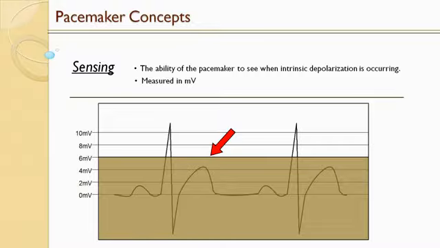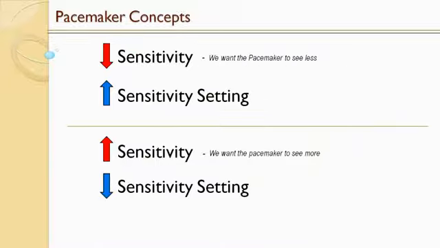Think of the sensitivity setting as a threshold. A signal has to cross that threshold in order for it to be sensed. So to review one last time, if we want to decrease the sensitivity, or we want the pacemaker to see less, we need to increase the sensitivity setting. And if we want to increase the sensitivity, meaning we want the pacemaker to see more, we need to decrease the sensitivity setting.